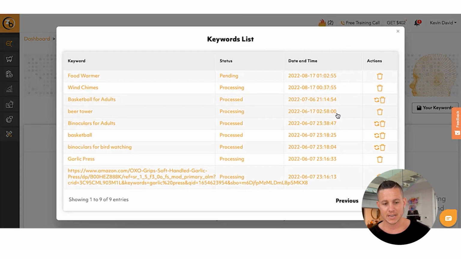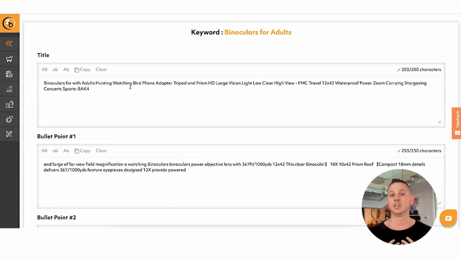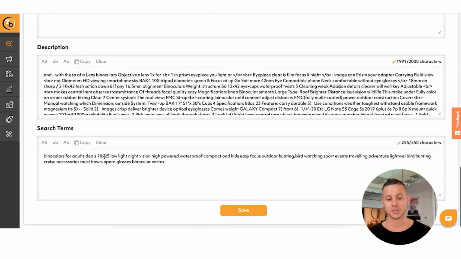So what we're gonna do is actually go ahead and click on one of these that I've already filled out. I did binoculars for adults already, so we're gonna load this one. And as you can see, Zonbase's machine learning and artificial intelligence actually created me a title, bullet points, and a description and search terms, literally from the highest keyword volume, highest converting keywords on these other pre-existing organically ranking listings.